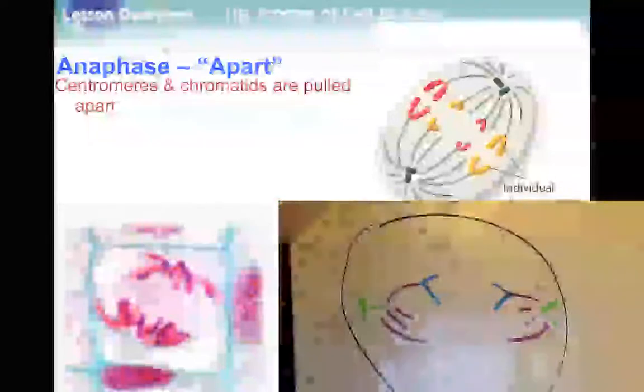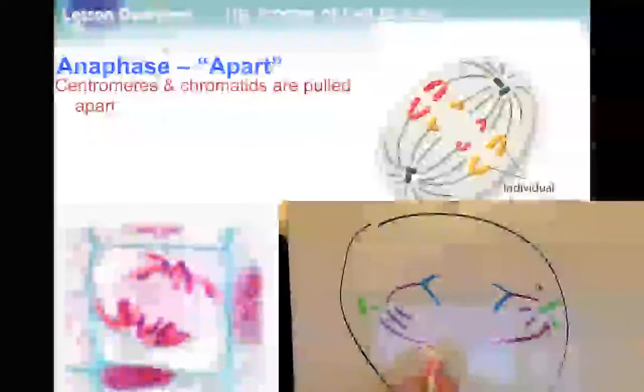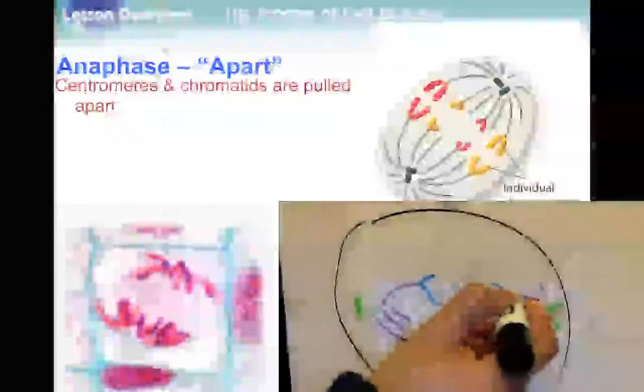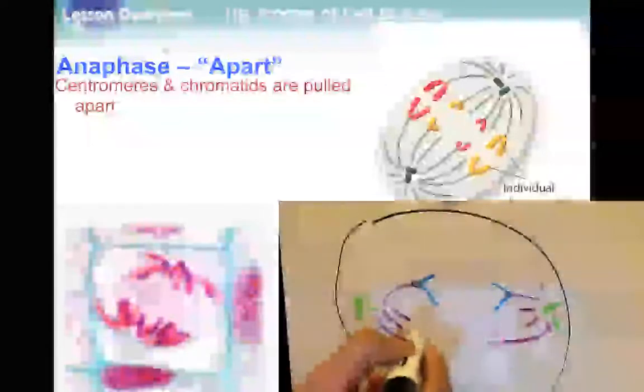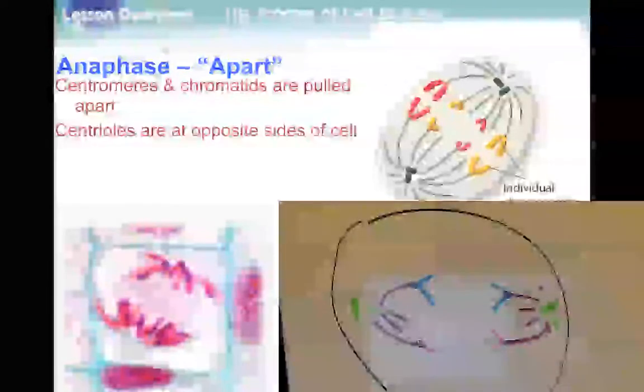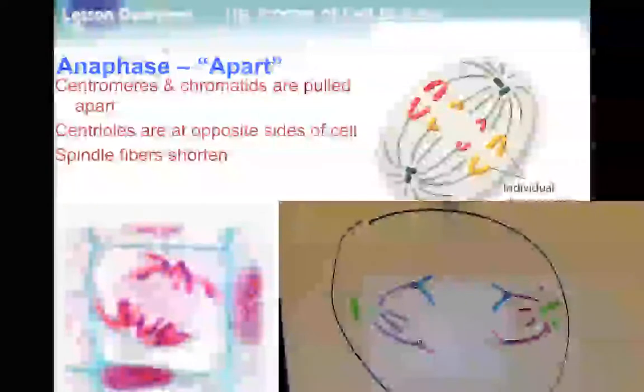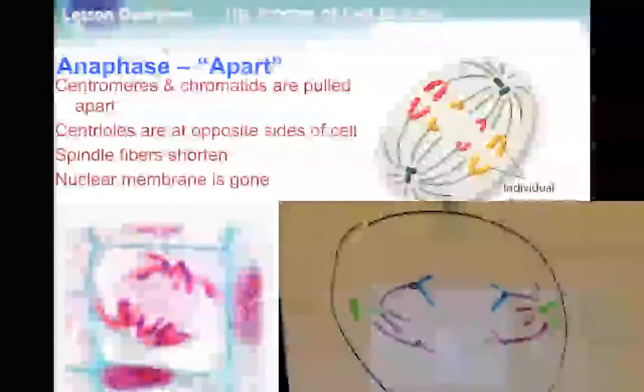The third step of mitosis is anaphase. You should see from the pictures that the chromatids are now being pulled apart. So when you think of anaphase, think A for anaphase, A for apart. The centrioles are at opposite sides of the cell. The spindle fibers have shortened since they're pulling the chromatids apart. The nuclear membrane is still gone.